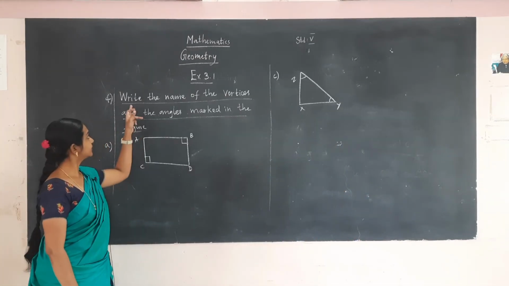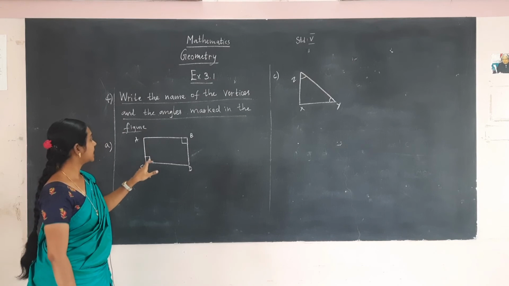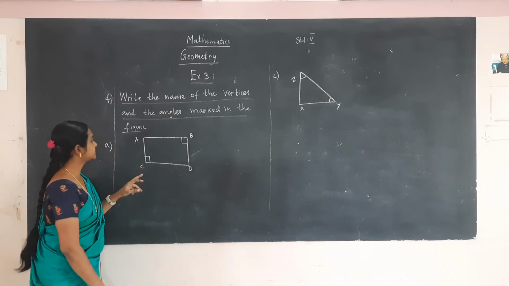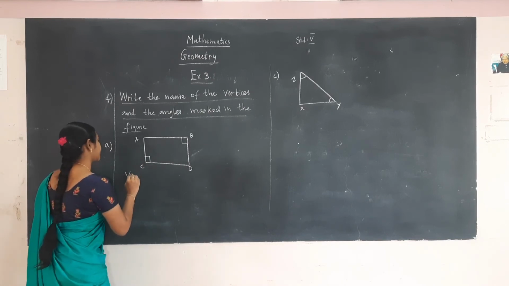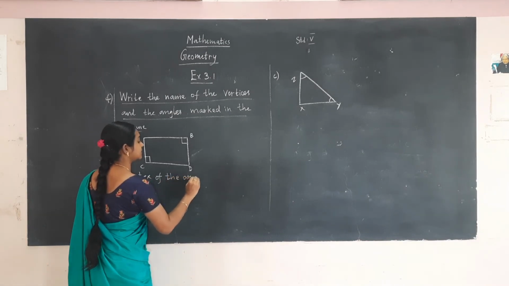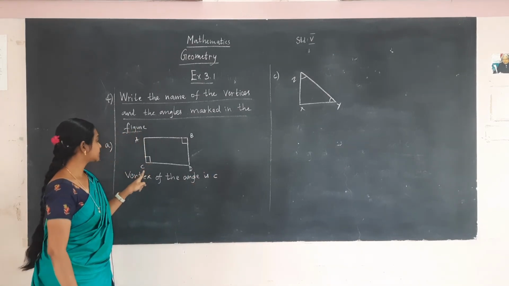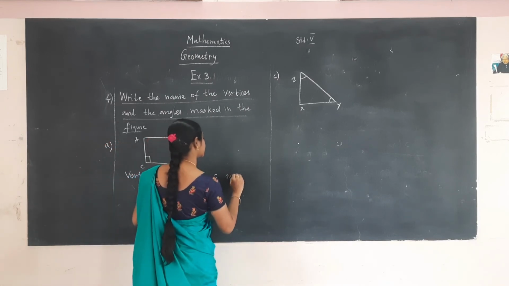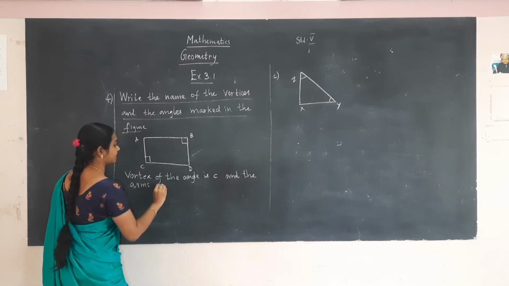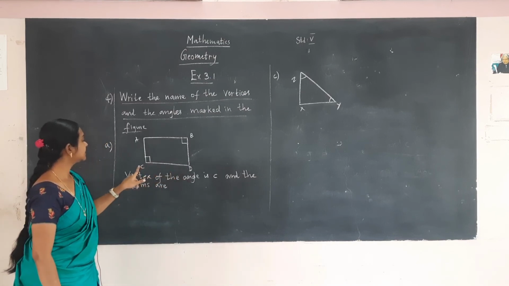The fourth question is write the name of the vertices and the angles marked in the figure. Now angles are marked, we have to find the vertex and the arms. The first one is C. The vertex of the angle is C because the angle is formed in C. So C is the vertex and the arms are CD and CA.